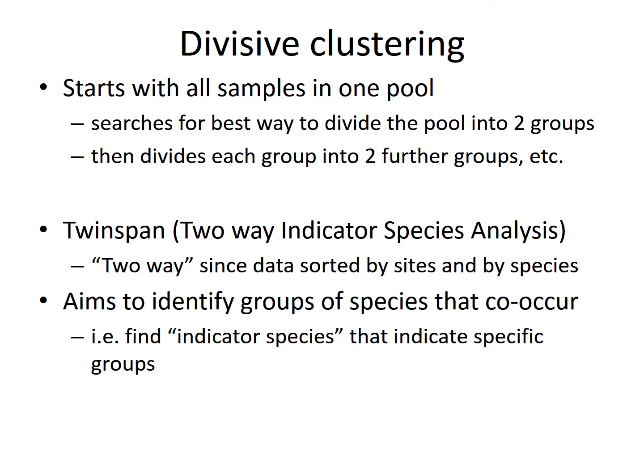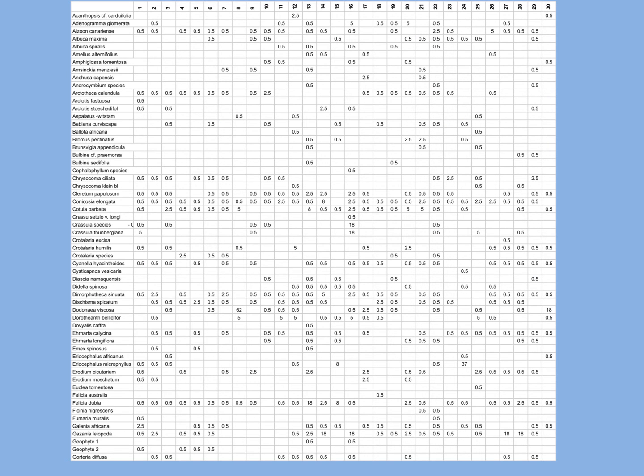And that's important for helping us see groups that belong together. Now, divisive clustering aims to identify groups of species that co-occur. Indeed, it can find indicator species that indicate specific groups. So let's take an example.